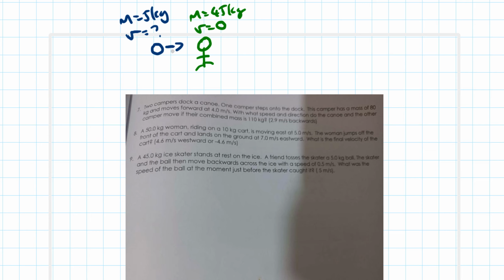So in this situation we have the skater here. He's got a mass of 45 kilograms and the velocity is equal to 0, and a ball is thrown at them. Just before, the ball has a mass of 5 kilograms, but the velocity we don't know. We're not sure what that velocity is at this stage. And then afterwards, when the skater has caught it, the mass is equal to 45 plus 5, which is 50 kilograms, and they move backwards across the ice.